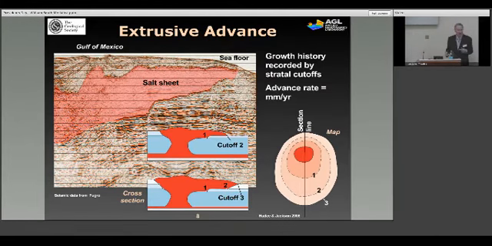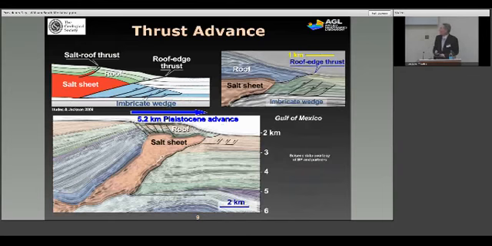And you can also do it in 3 dimensions, because you can just map these cutoffs in map view like this, and that gives you the full 3D evolution of the structure. So that's what happens if the sediments have not yet buried the structure. Once they have buried it and it has a sedimentary roof, then it cannot advance by extrusion anymore. It's got this lid on it.